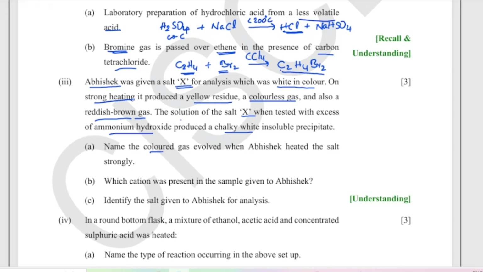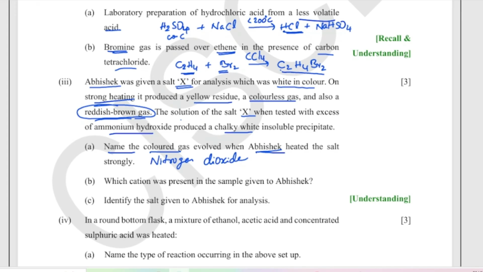Sorry, the question is: name the colored gas evolved when Abhishek heated the salt. So the colored gas, which is nothing but reddish brown gas, is nitrogen dioxide. Nitrogen dioxide.